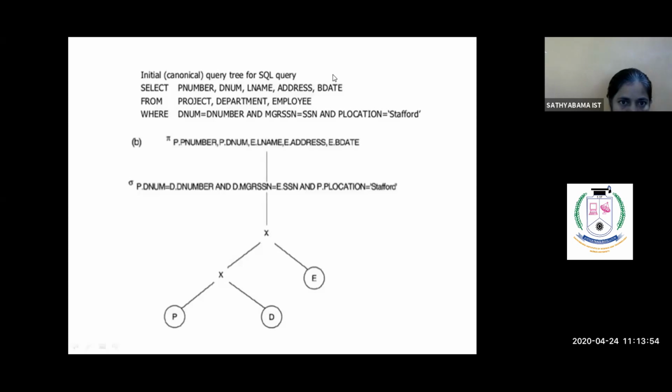This pi symbol is for projection. So project P.P number, P.D number, employee dot, that is E dot L name, E dot address, E dot B date. Whatever is needed, those relevant attributes would be projected from this table. Okay, so this is one query tree. Likewise, various query trees would be generated.